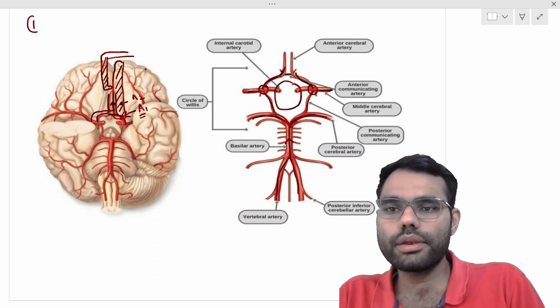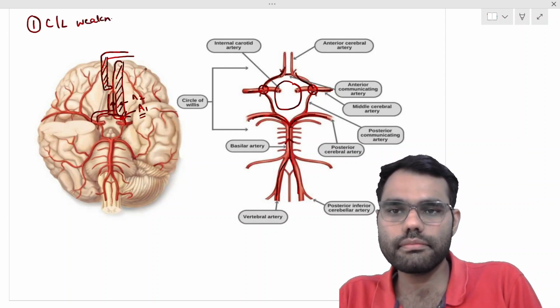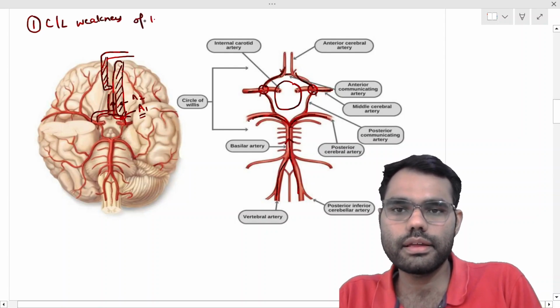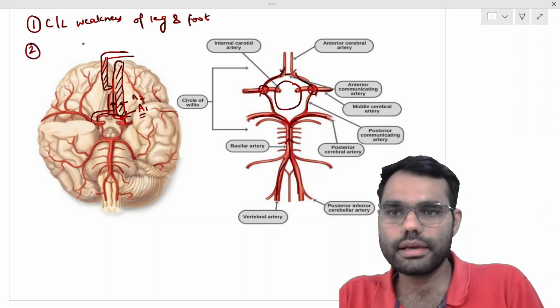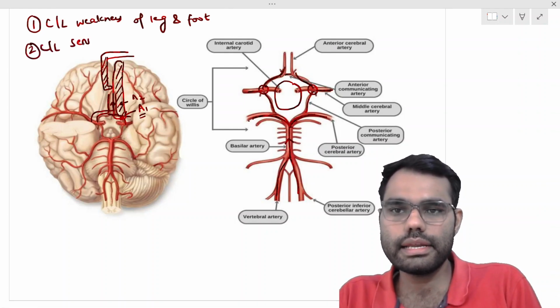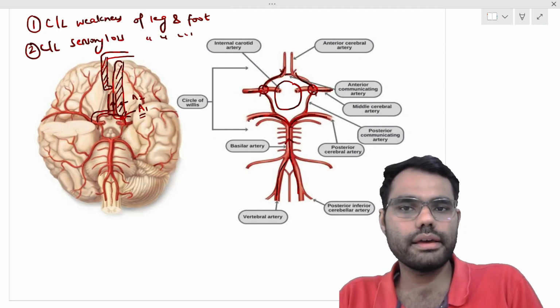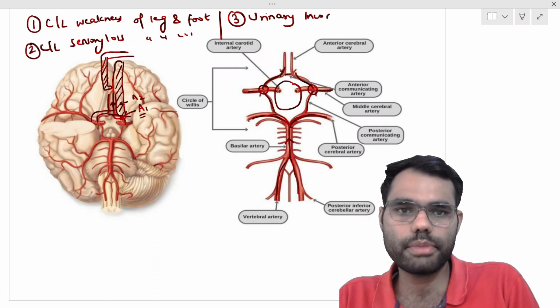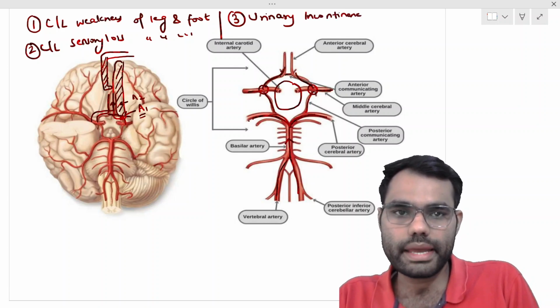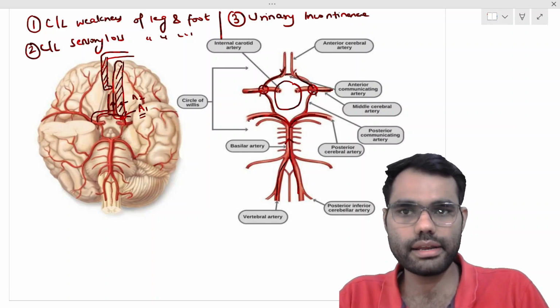The symptoms would include, number 1, contralateral weakness of leg and foot. Similarly, contralateral sensory loss of leg and foot would be there, right? Apart from that, there would be urinary incontinence because of the involvement of the paracentral lobule, which has the representation of the urinary bladder, right?